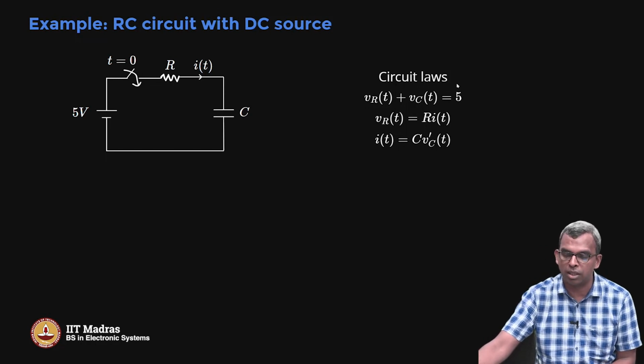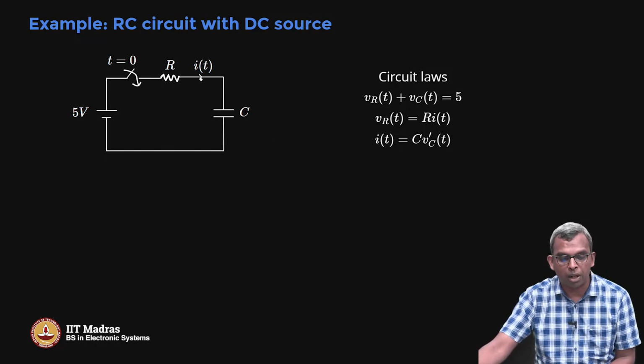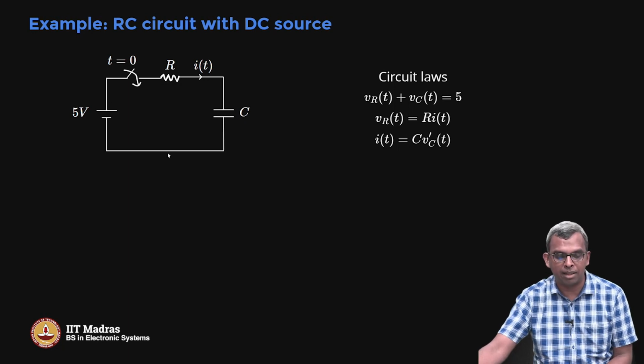Here are the circuit laws that I am going to write down. The voltage drop across the resistor at any time t plus the voltage drop across the capacitor at any time t has to be equal to 5. Right? So this is a basic circuit law. This is Kirchhoff's loop law, the loop equation that you can write down. Then what do I know about Vr of t? That is R times I of t.